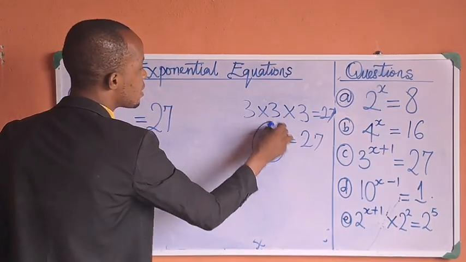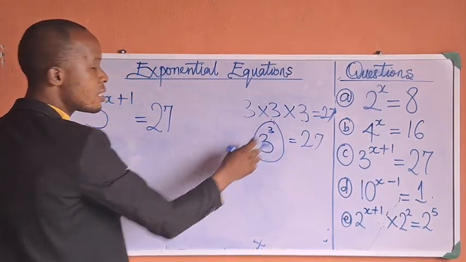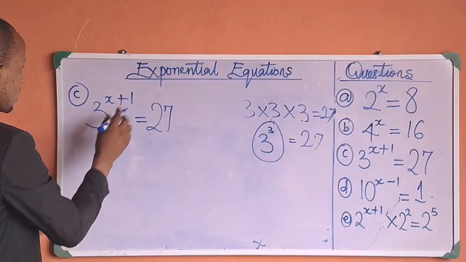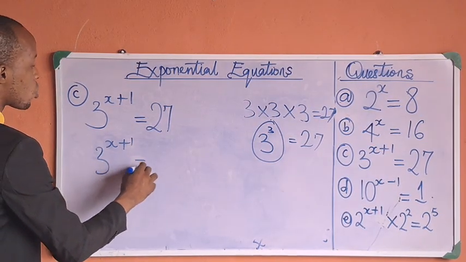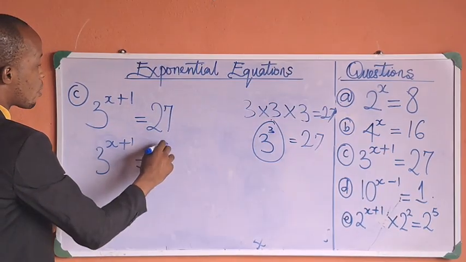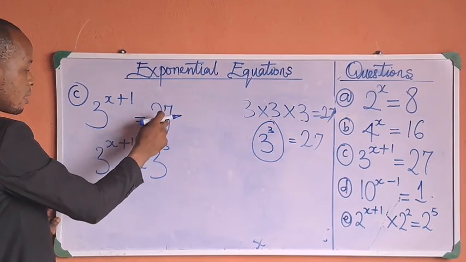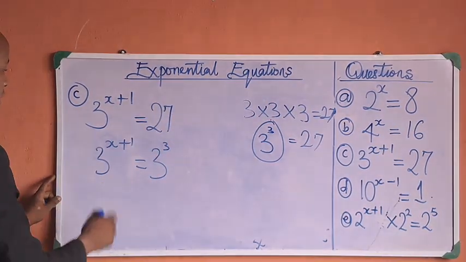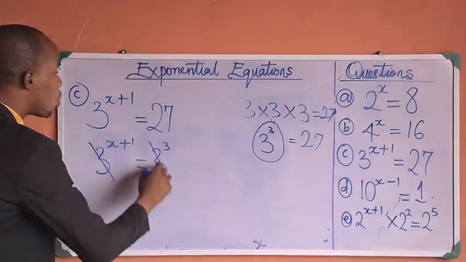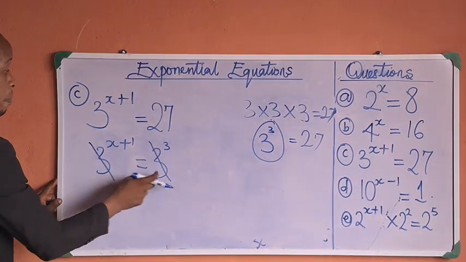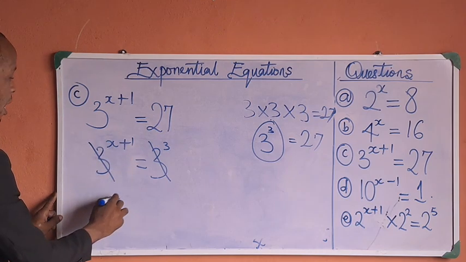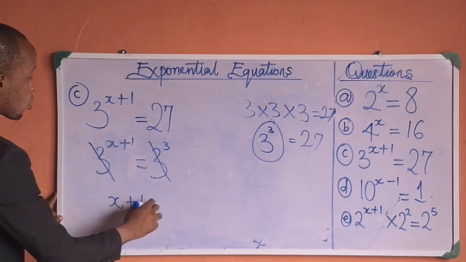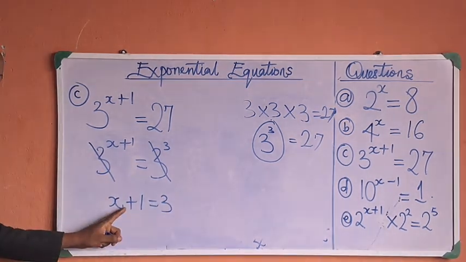So I'm going to be replacing 27 with this index form. So my next step will be 3 having the power of x plus 1 equals to 3 having the power of 3. 3 to the power of 3 is the same thing as 27. So the next step is to cancel out the bases. We have achieved common bases, and the next step will be that I write down what is remaining. x plus 1 equals to 3. This is not the final answer.